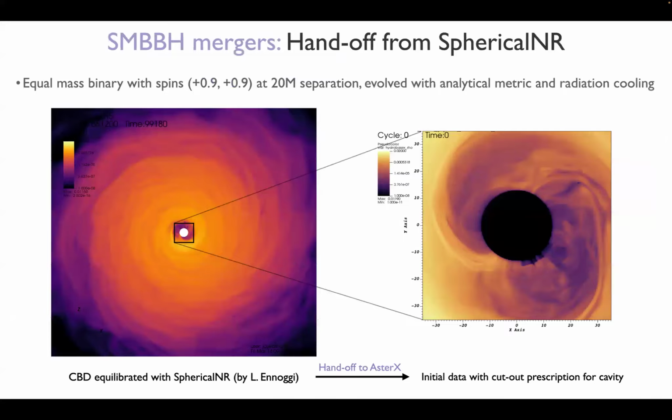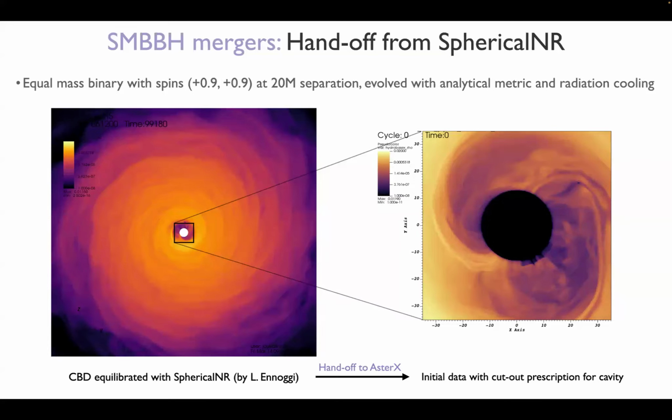Another application for AsterX right now is modeling gas evolution around supermassive binary black hole mergers. This is again work led mainly by the RIT group. In this case, we equilibrate a circumbinary disk in a code called SpECTRE-NR. This simulation was done by Lorenzo Ennoggi. Then we take this information from the spherical grid and hand it off to AsterX. The initial data for AsterX is what you see on the right. There is a cutout in the spherical grid where, on the right side, you actually have the black holes on the grid itself.